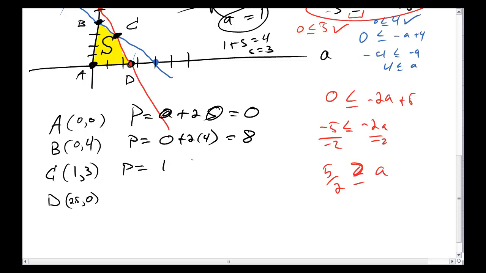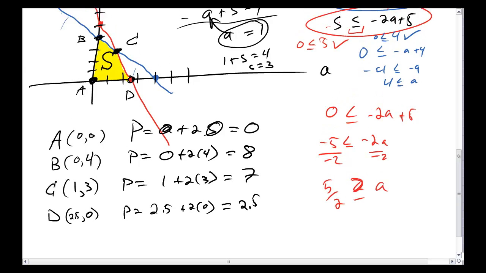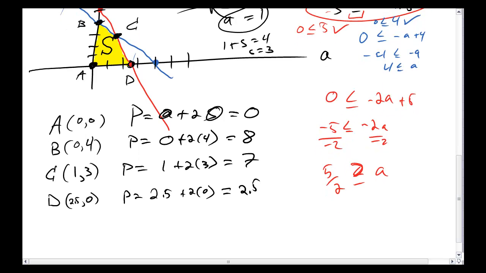If I do 1 large avian plus 2 times 3 Tickle Me Selgos, that gives me a profit of $7. And finally, if I was to somehow be able to pull off 2.5 large avians plus no Tickle Me Selgos, that would just equal 2.5. Notice this last one right here doesn't really work in the real world. It's not possible to actually pull that off. That's okay.